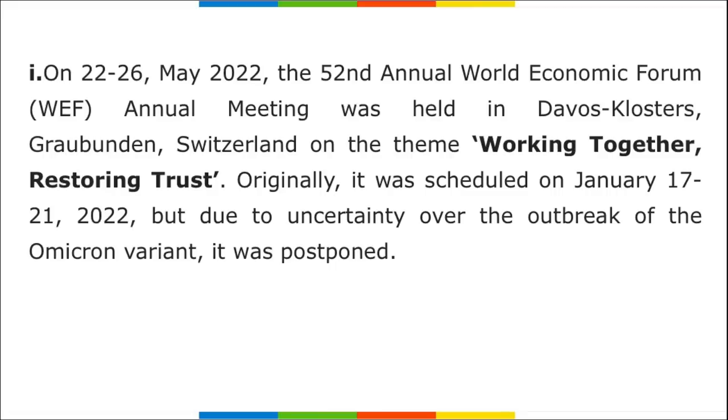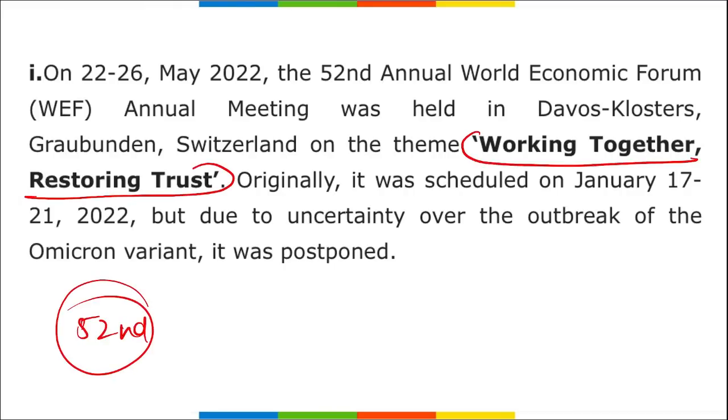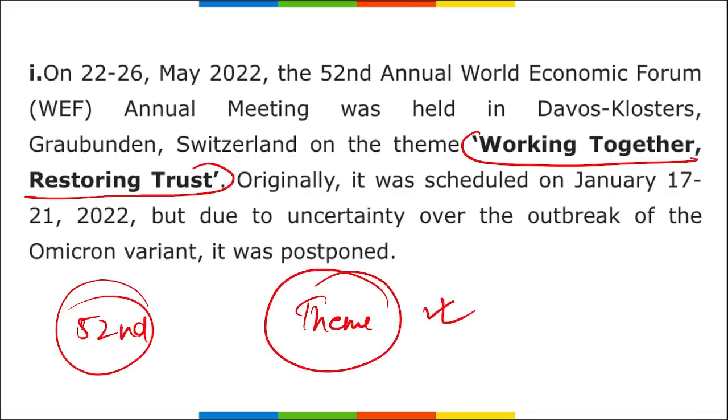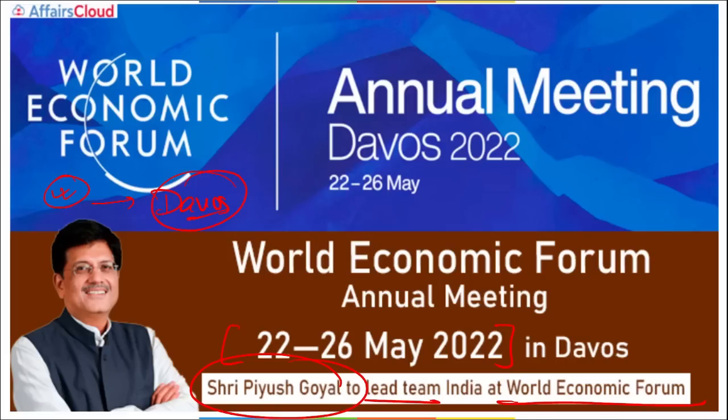Apart from this, you need to remember the theme on which this World Economic Forum was held. It was Working Together, Restoring Trust. And this was the 52nd annual World Economic Forum meeting that was held at Davos. With the theme that we just saw, theme is important and you need to remember this theme. Working Together, Restoring Trust is the theme. Originally, it was going to be held in January, but due to certain uncertainty and the outbreak of the Omicron variant, it was postponed and it was now held in the month of May, from 22nd to 26th of May.